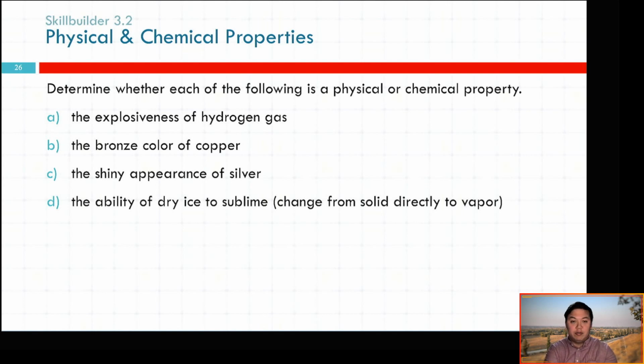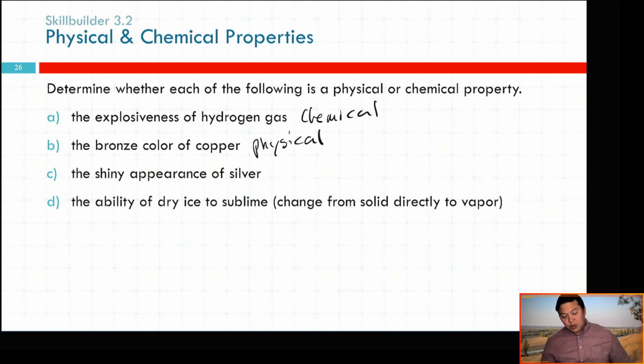The bronze color of copper. Physical or chemical? Physical, right? It's a physical property. We're not changing anything about the copper. I should write these down again. Chemical, physical.